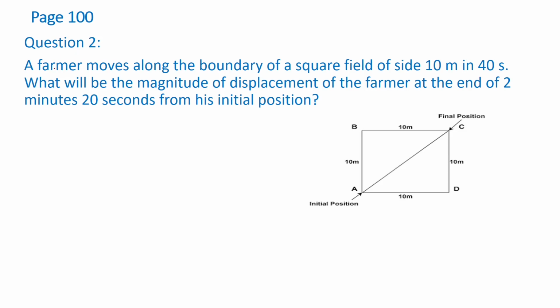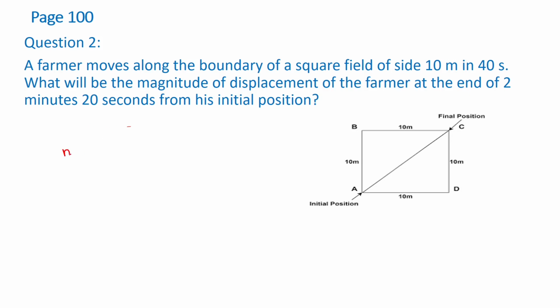Next, a farmer moves along the boundary of a square field of side 10 meter in 40 seconds. What will be the magnitude of displacement of the farmer at the end of 2 minutes 20 seconds from his initial position? So here, first we need to find the number of rounds completed by the farmer. This is the square field and the side of this square is 10 meter. The time taken to complete one round is 40 seconds. So we find the number of rounds taken for the time 2 minutes 20 seconds.